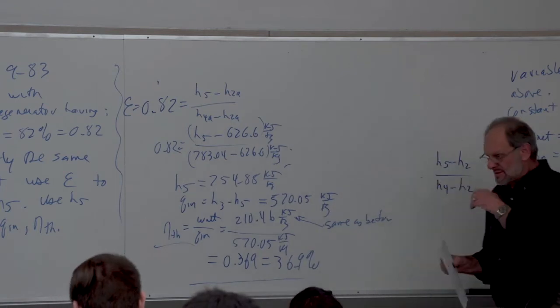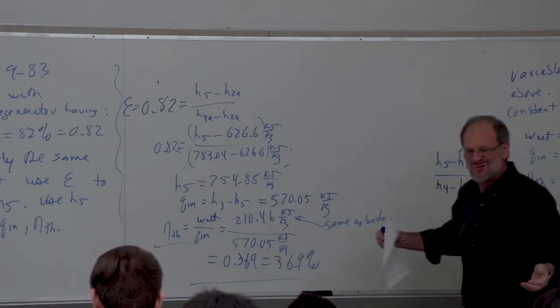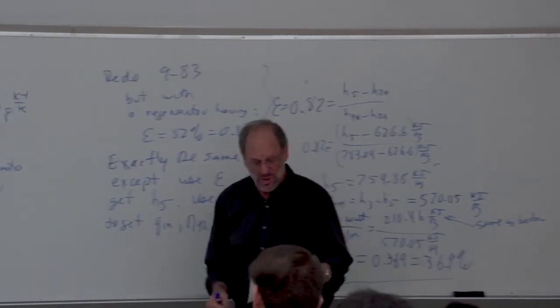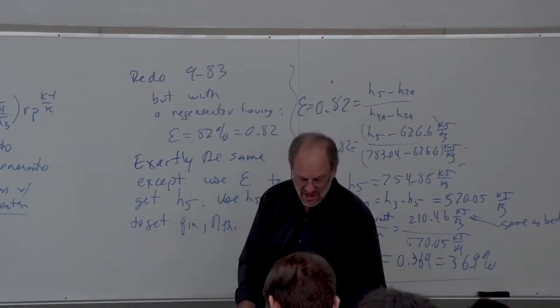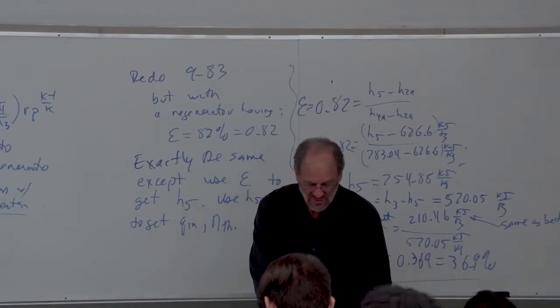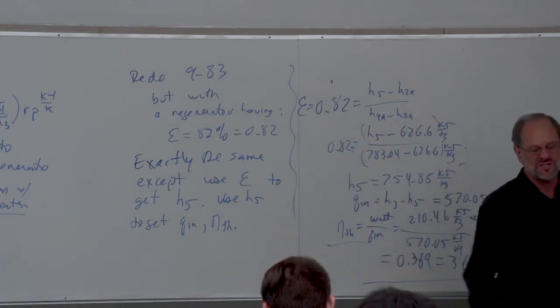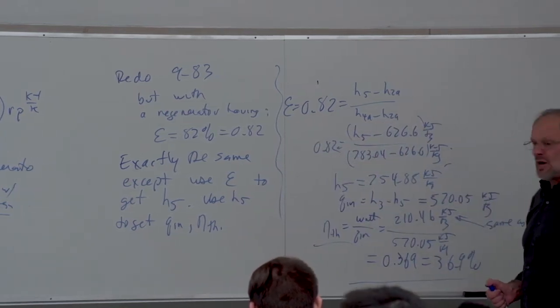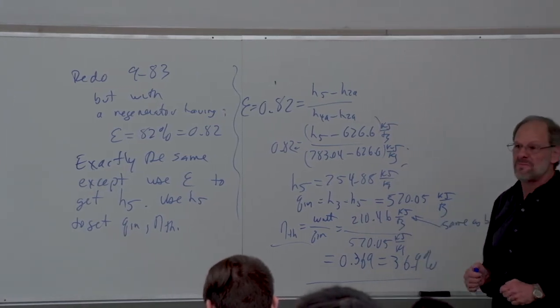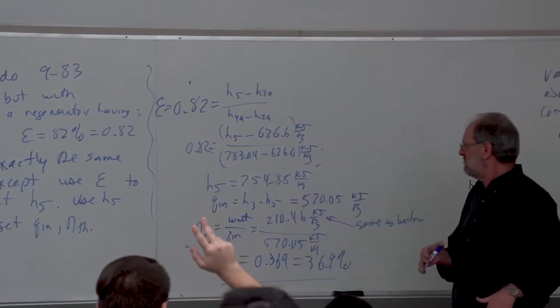Okay, so this is just one example, anyway, of an ideal gas with variable specific heats problem for a non-ideal Brayton cycle with the regenerator. So any questions on this problem? Okay, hopefully you see it's pretty straightforward.